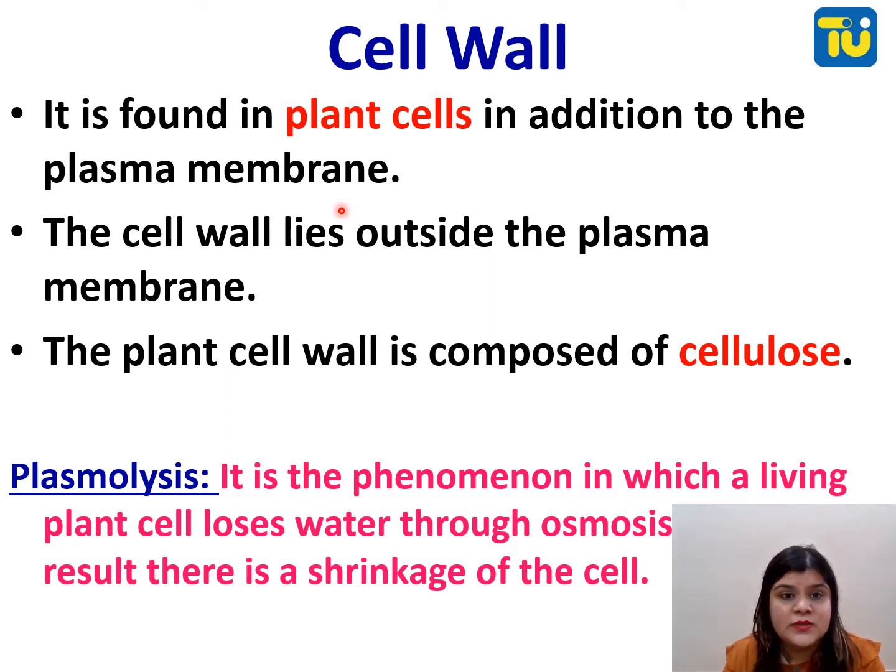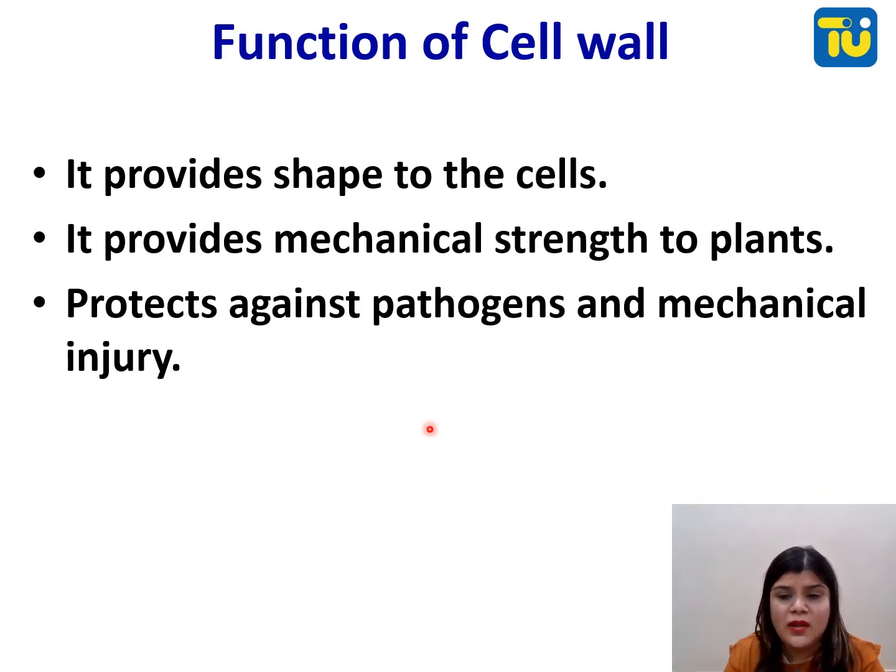Fine. So it is found in plant cell in addition to plasma membrane. The cell wall lies outside the plasma membrane. The plant cell wall is composed of cellulose. It is the phenomena in which a living plant cell loses water through osmosis, and as a result there is a shrinkage of the cell. Function of cell wall. It provides shape to the cell. It provides mechanical strength to the plants, protect against pathogen and mechanical injury.